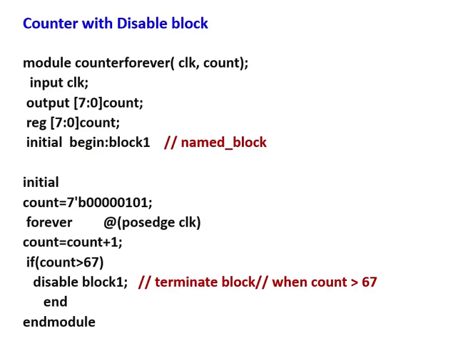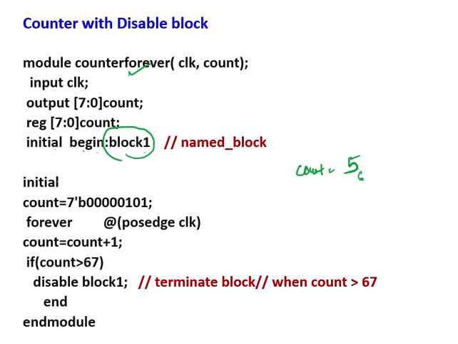Another example is a counter with disable block. So this is a counter, this is the module name, then initial begin. This is a named block, because after initial begin, there is a colon, then the name of the block, block 1. Then count equal to 7-bit 5. So count is initialized to 5, then forever at the positive edge of clock, count equal to count plus 1.